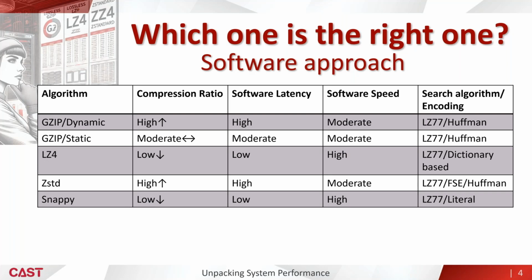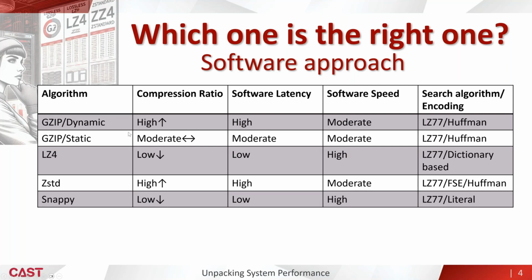So they have different kinds of algorithms, such as LZ4 and Snappy. These 2 algorithms have low compression ratios, as we can see here. They have a low software latency and a high software speed. We have another algorithm that's called Zstd. This in software gives you a high compression ratio, but at the cost of high software latency and moderate software speed.